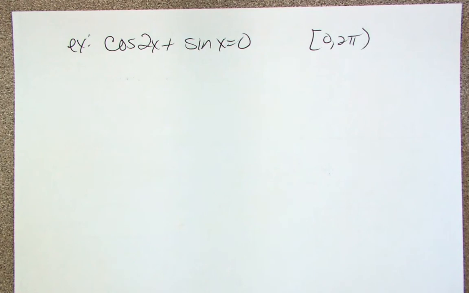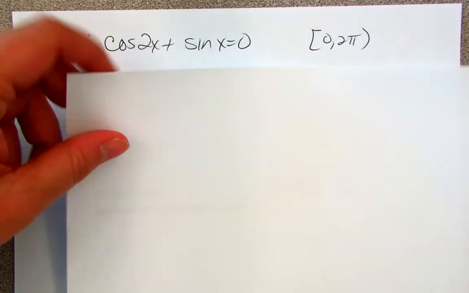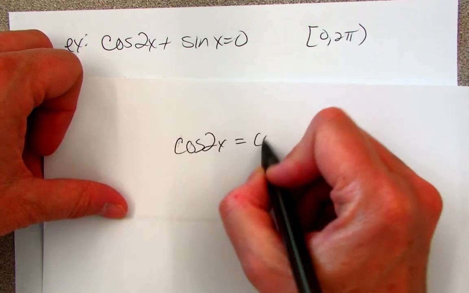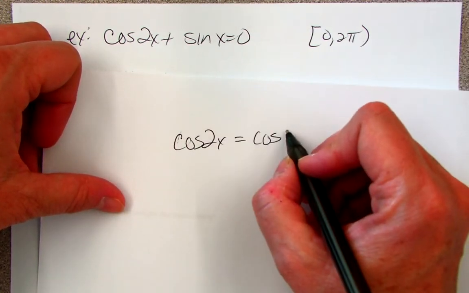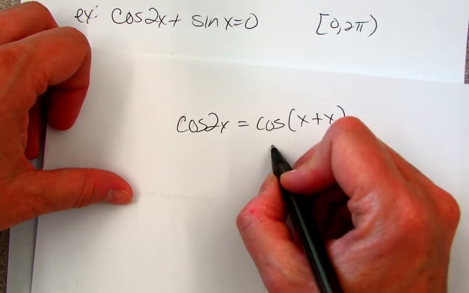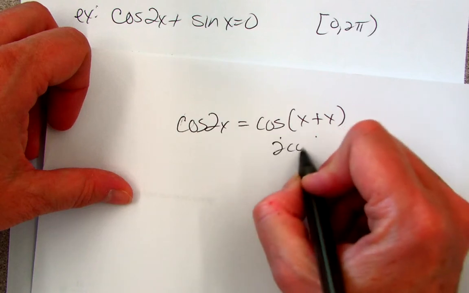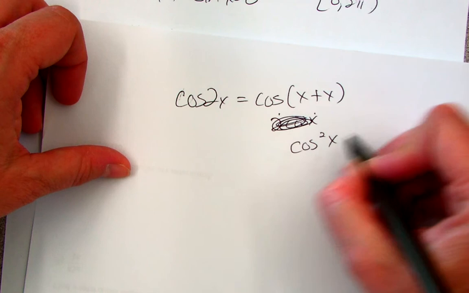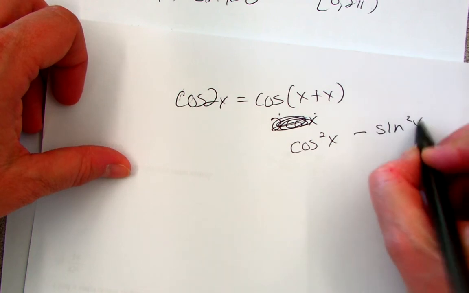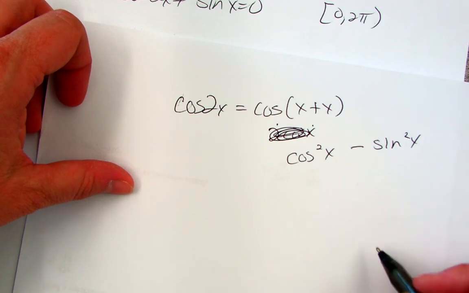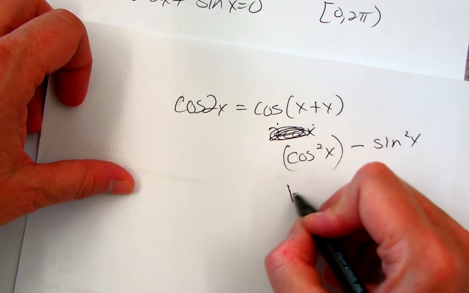So it is, I don't know, I don't remember. So when in doubt, because you're responsible for this, right? When in doubt, you can rederive it, right? So that's going to be cosine squared x minus sine squared x. And if I want the one with only sine, then that means I'm going to substitute this one for sine, right?